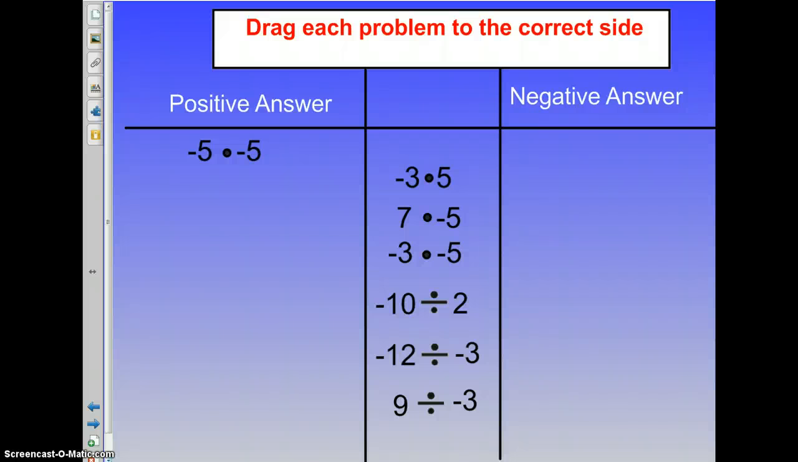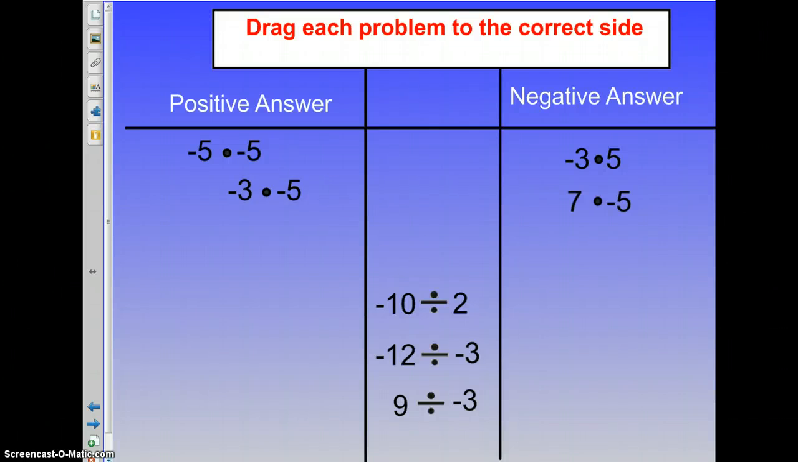The next one has 1 negative and 1 positive. Therefore, the answer is negative. This one has a positive and a negative, and it doesn't matter the order, and it doesn't matter how big the number is. Because only one of them is negative, the answer is negative. Both of these numbers are negative, so we have a positive answer.